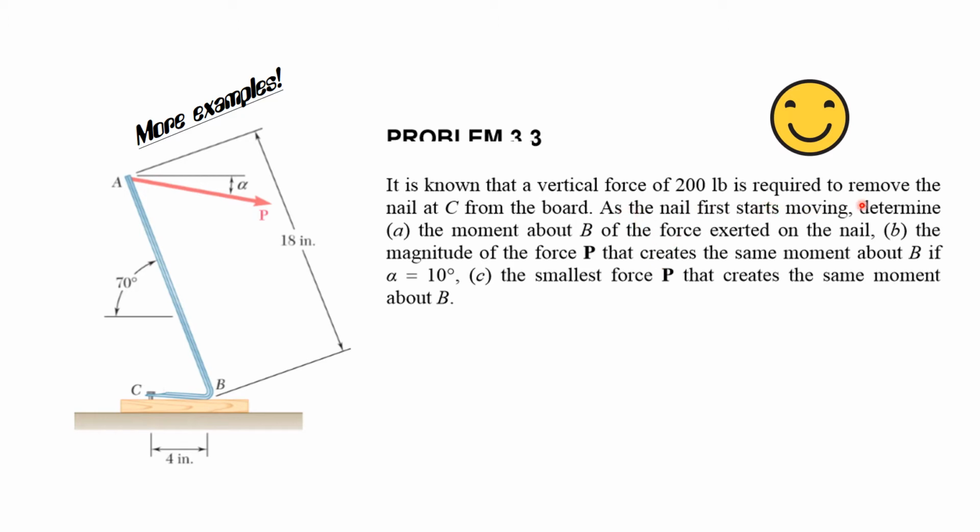As the nail first starts moving, determine the moment around B. Where is B? Okay, so this is where it's pivoting around, is B. So we're going to find the moment around B created by the force exerted on the nail. So 200 pounds here is going to create a moment at B. And after we figure that out, the magnitude of the force P that creates the same moment. So we pull over here at P, and this creates a moment around B, and this is going to also pull up around C.